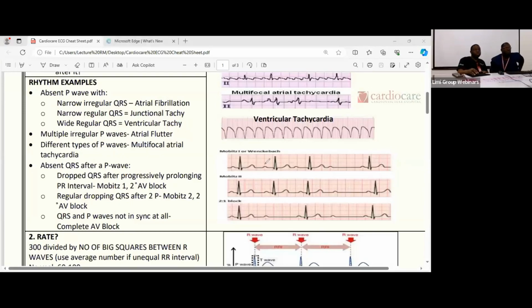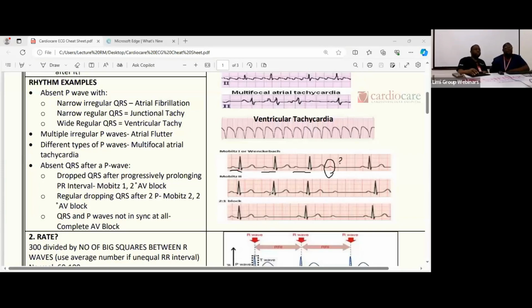So we can see this PR interval is short. Then it becomes longer. Then it becomes much longer. Then this one now, a P wave and no QRS. So this is Mobitz 1.